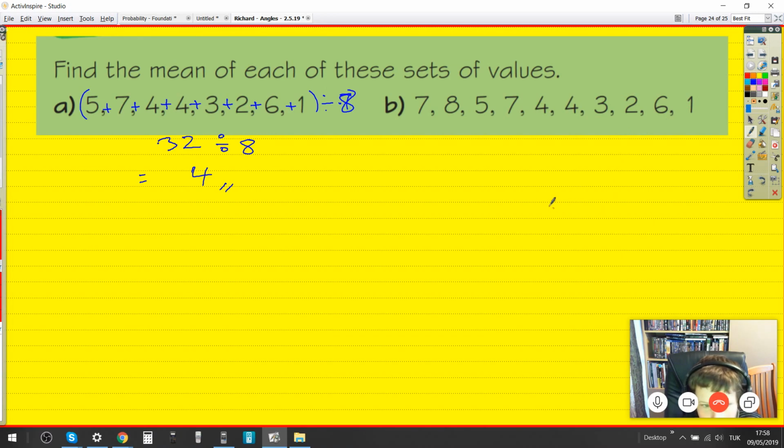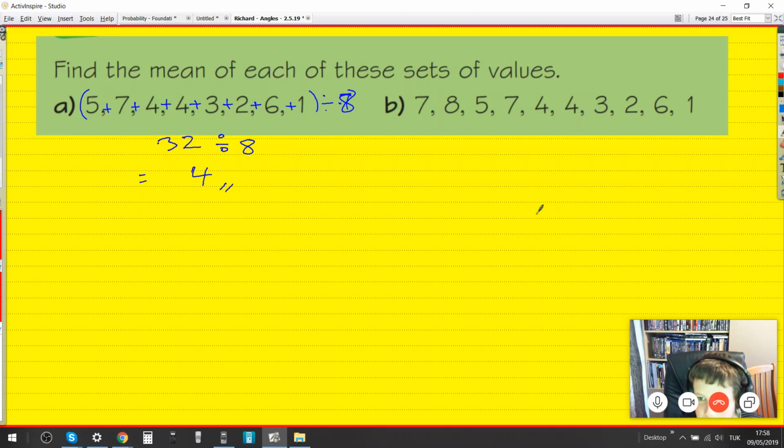And then how about this one on the right? So 7 plus 8 plus 5 plus 7 plus 4 plus 4 plus 3 plus 6 plus 1. So double 4 is 8. 8 plus 8 is 16. 16 plus 1 is 17. And then 17 plus 7 would be 24. And then 24 plus 5 would be 29. And then 29 plus 7 is 36.